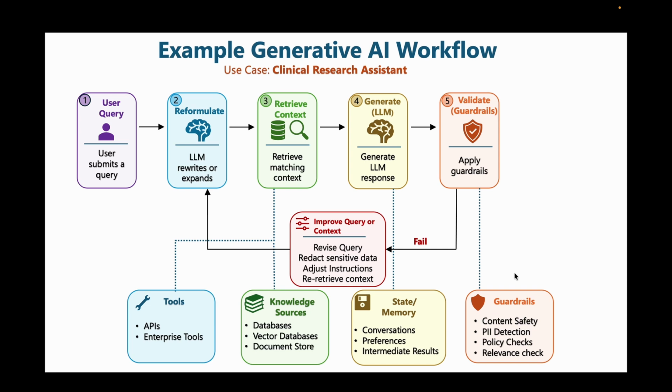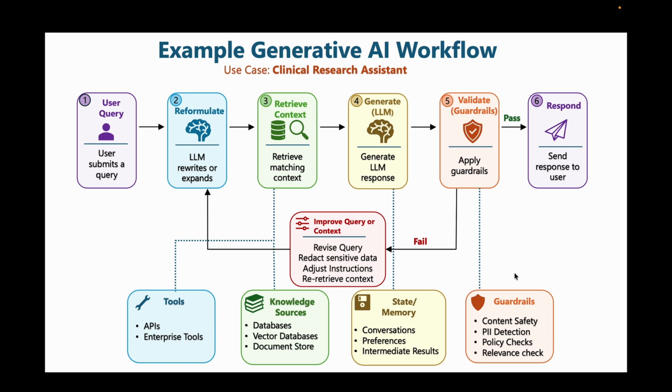The system might reformulate the search, retrieve additional publications, redact sensitive information, or tighten the instructions given to the model to improve the output. This loop continues till the answer satisfies the quality and safety checks, and once it does, it is returned to the end user. Throughout this workflow, you notice that there are several components that work behind the scenes.